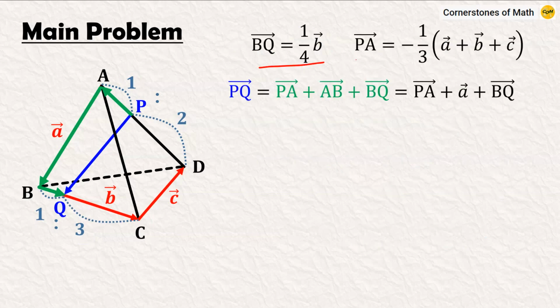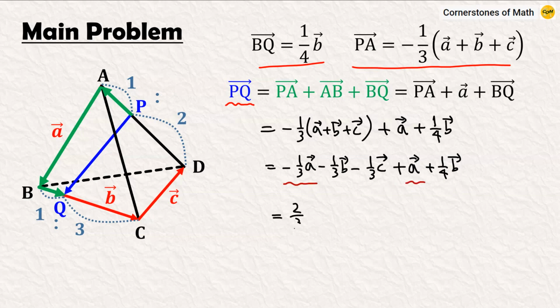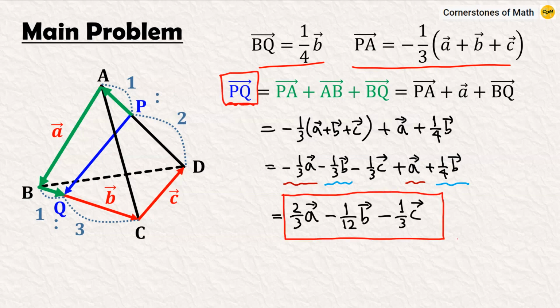So finally, using these, we can find the vector PQ in terms of vectors A, B, and C, which is first vector PA, so minus 1/3 times A plus B plus C, then vector A, plus vector BQ, so 1/4 vector B. So minus 1/3 A minus 1/3 B minus 1/3 C plus A plus 1/4 B. So we have vector A here and here, which gives 2/3 vector A, and we have vector B here and vector B here, which gives minus 1/12 vector B, then minus 1/3 vector C. And this is the answer.